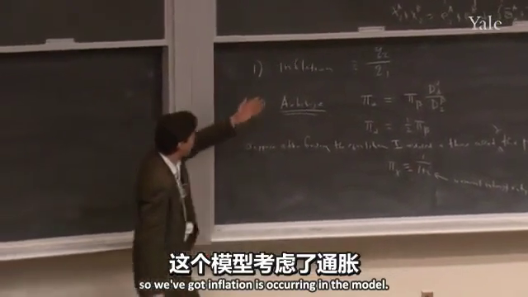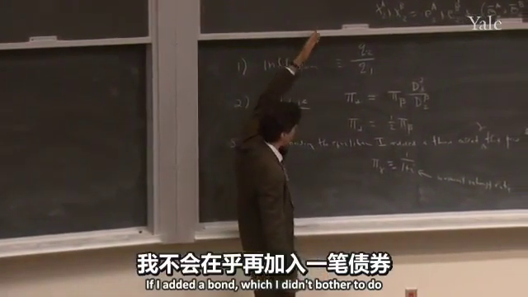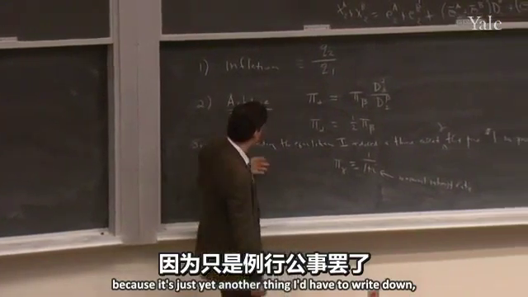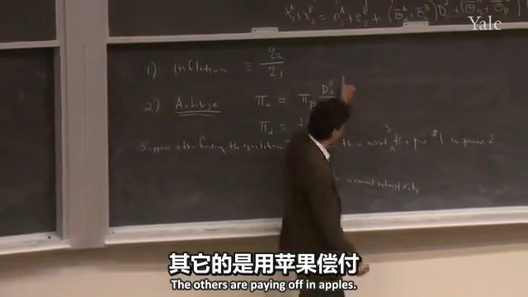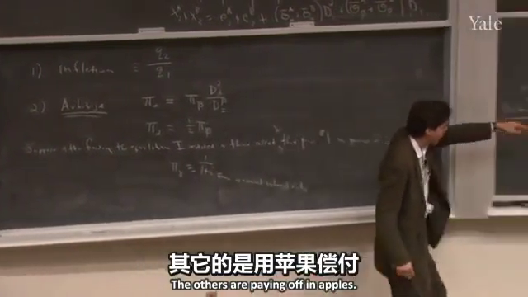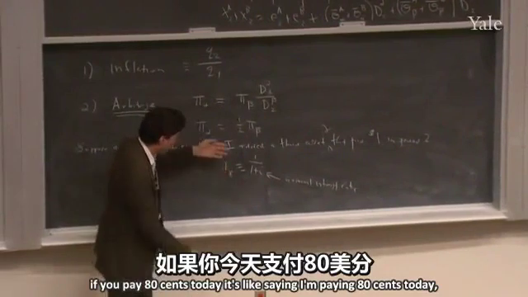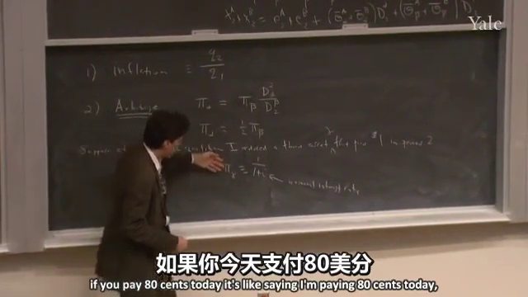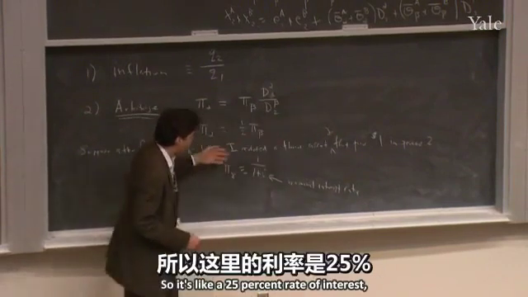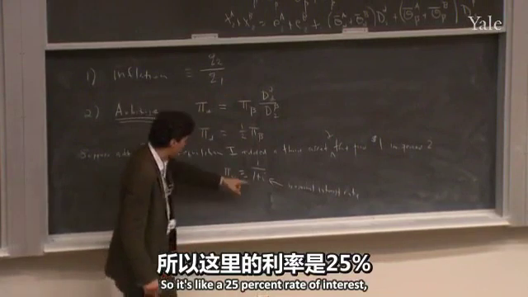So we've got inflation occurring in the model. If I added a bond, which I didn't bother to do because it's just yet another thing I'd have to write down, I could have had a third asset which pays $1. The others pay off in apples. This one pays $1, and if you pay 80 cents today, you're getting a whole $1 tomorrow. So it's like a 25% rate of interest.